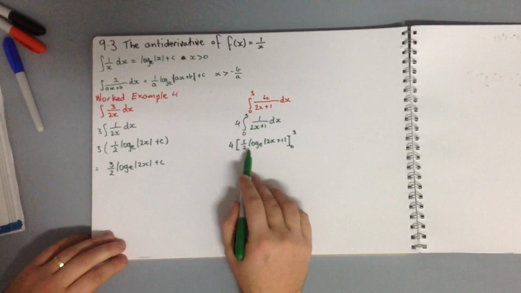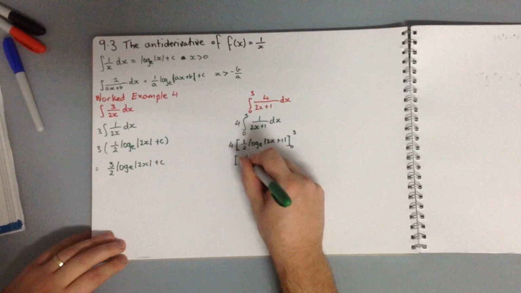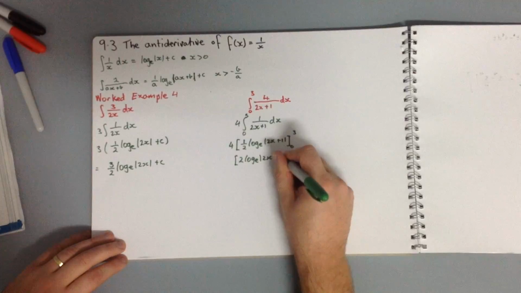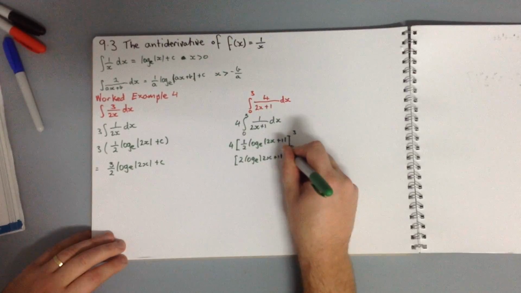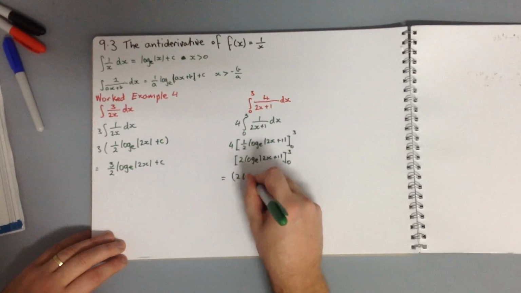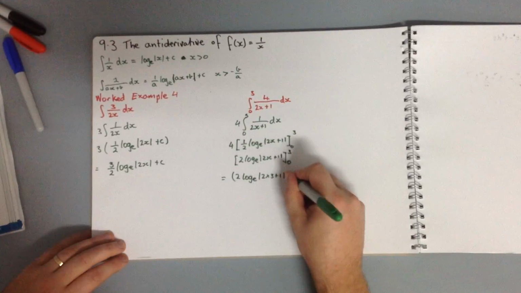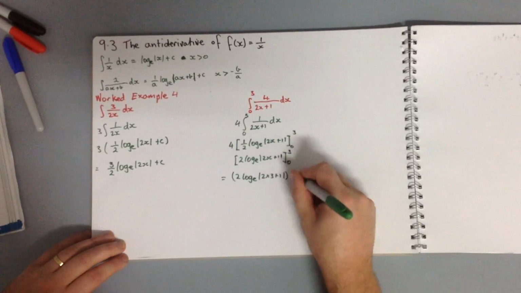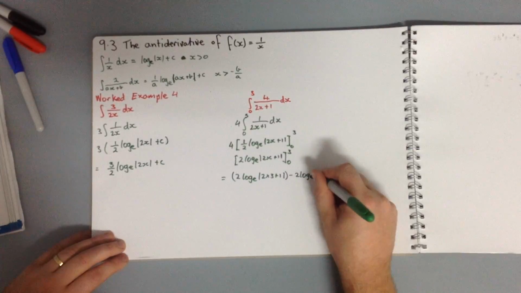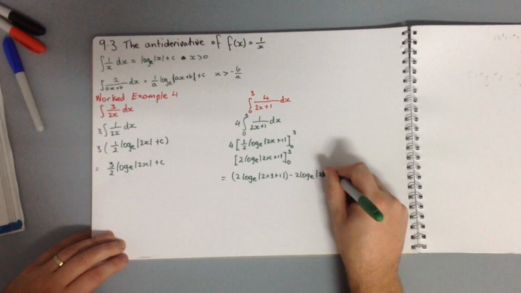So we can bring our 4 back in at this point because it does work out nicely. 4 times a half gives us 2. So we're going to say we're 2 log to the base e of 2x plus 1 from 0 to 3. Now we can sub in our values and say that we're 2 log to the base e of 2 times 3 plus 1, minus 2 log to the base e of the modulus of 2 times 0 plus 1.